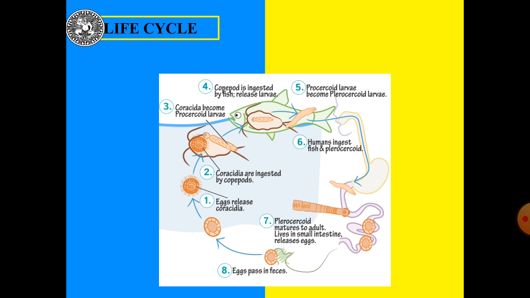The life cycle of this species starts at number 1, eggs release coracidia larvae, which are ingested by a copepod at number 2 as the first intermediate host. At number 3, the coracidia become procercoid larvae, and at number 4 the copepod is ingested by fish as the second intermediate host. At number 5, procercoid larvae become plerocercoid larvae, and at number 6 it is ingested by a human as the definitive host. In the definitive host it grows into the mature form and produces eggs, and the eggs pass in the feces.